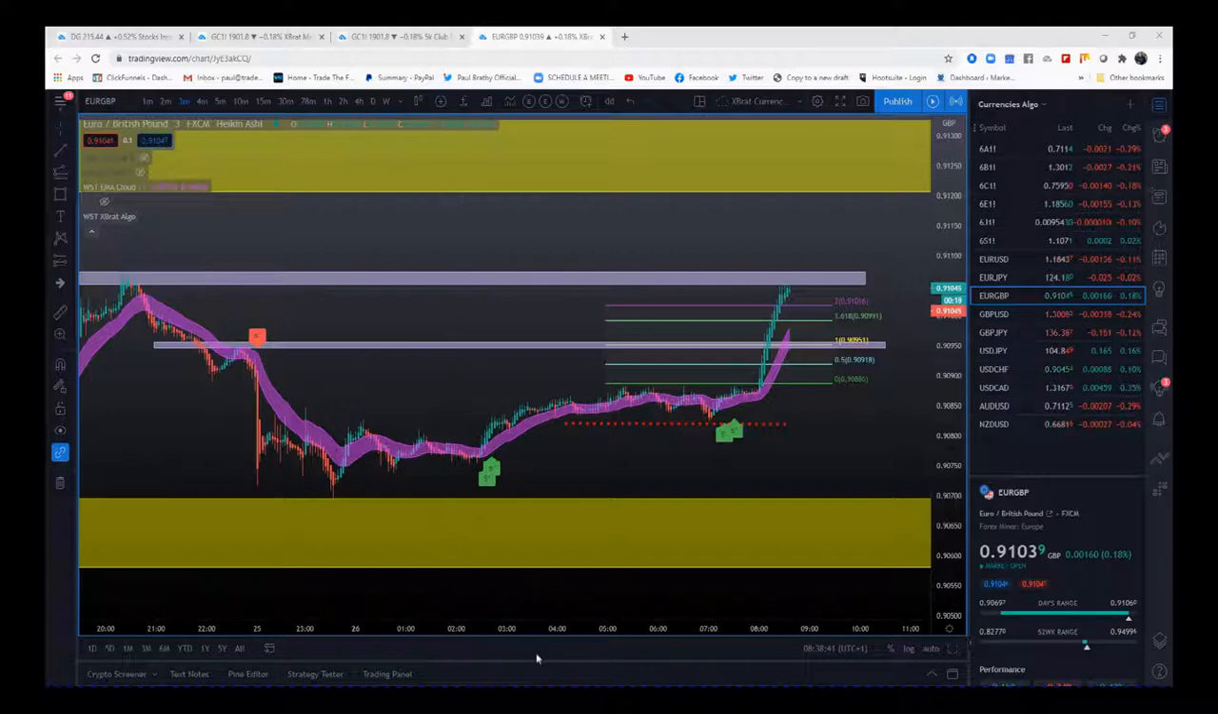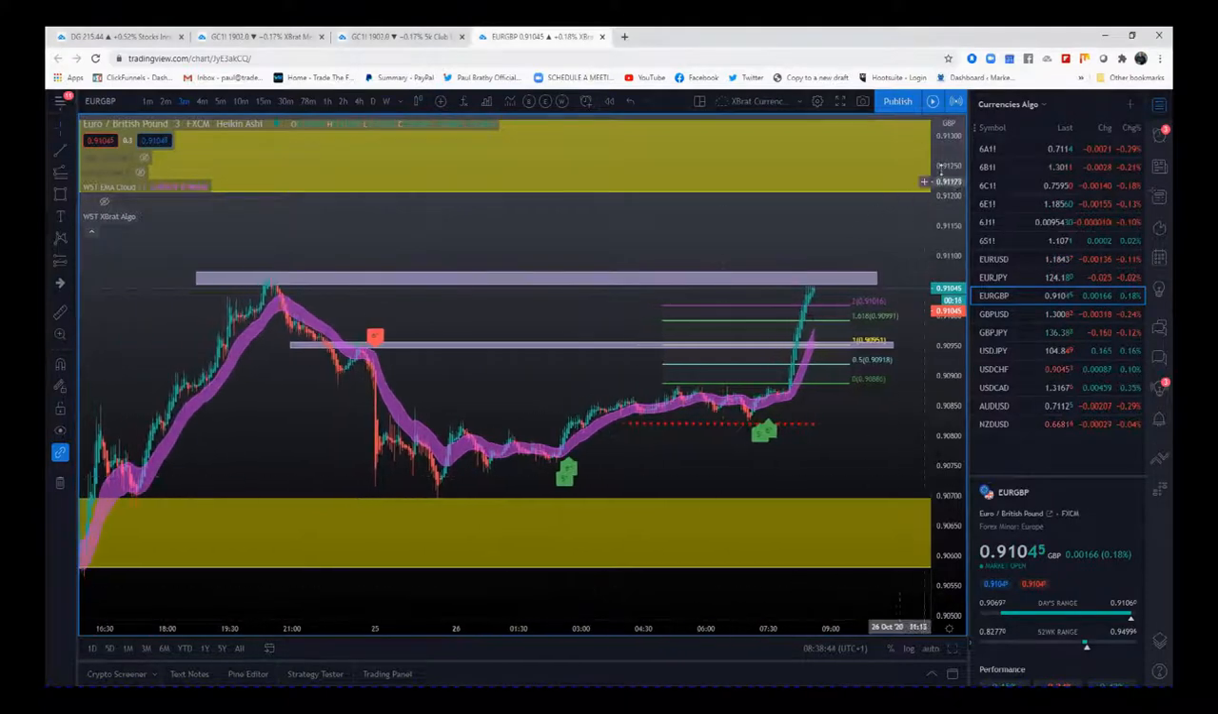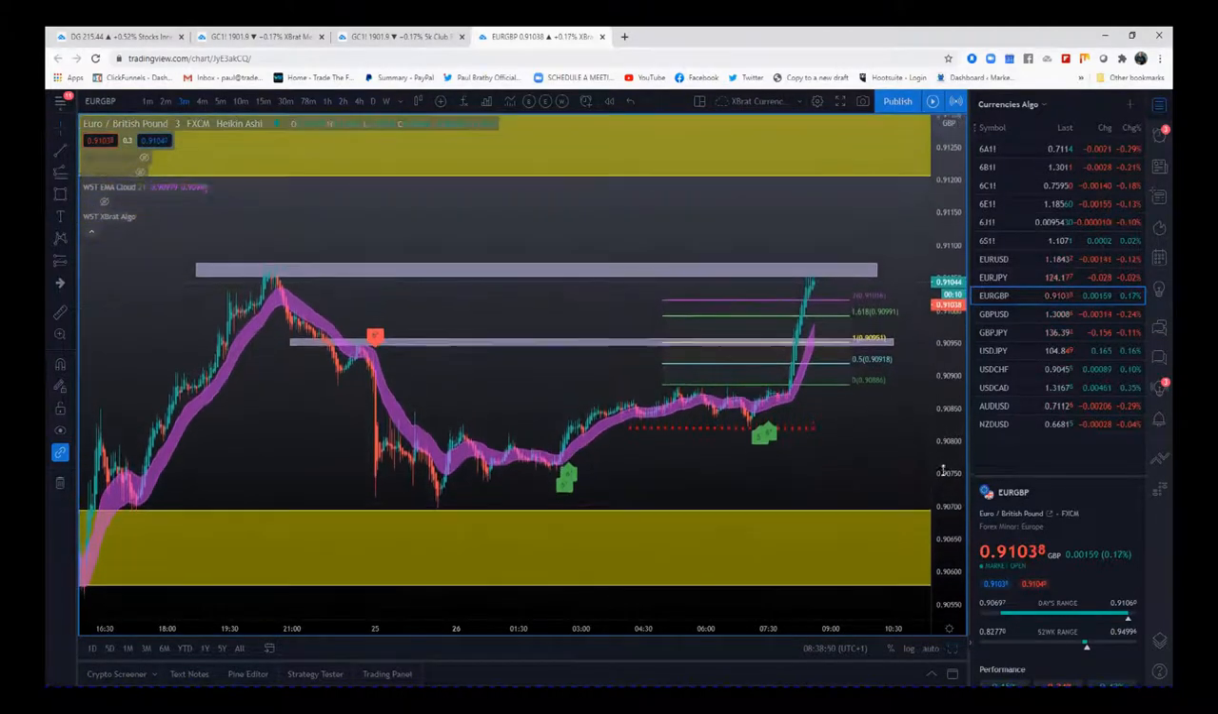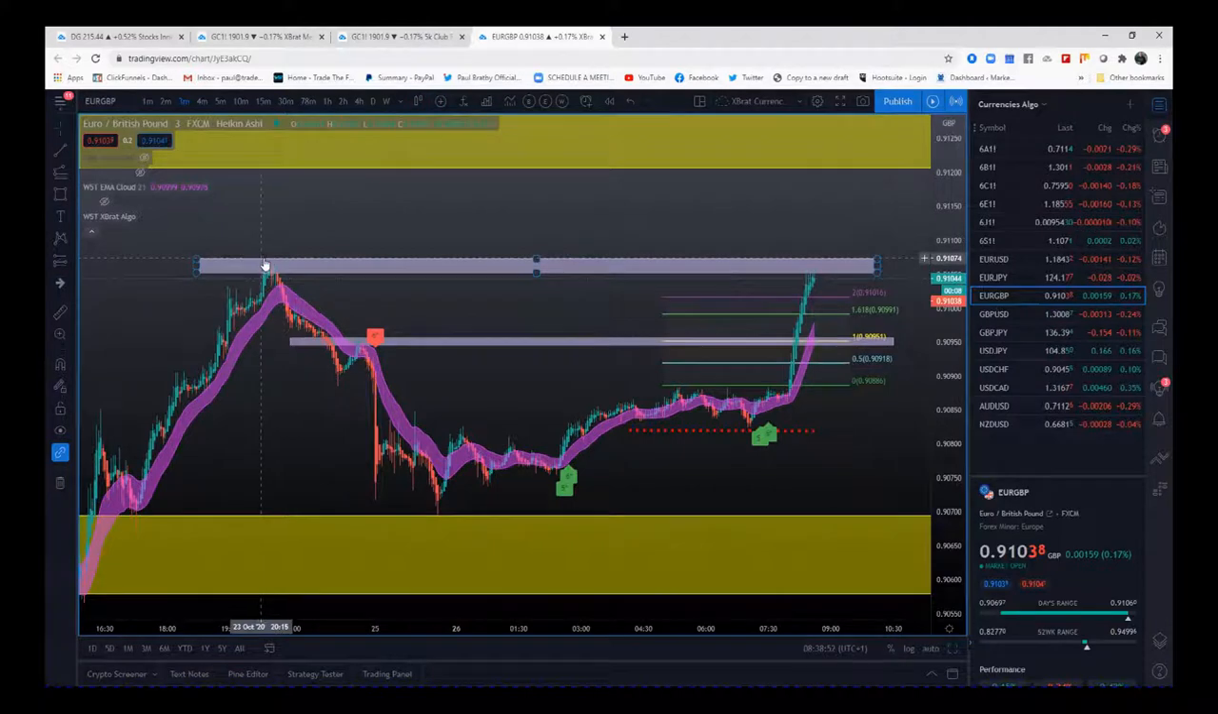One of the things we first do on EURGBP is I've got my major support and resistance zones in yellow already on my chart. We can see on Friday we've got a couple of little pivots there. I've only put them in purple because they are weak. They're only a one-hit wonder for now.